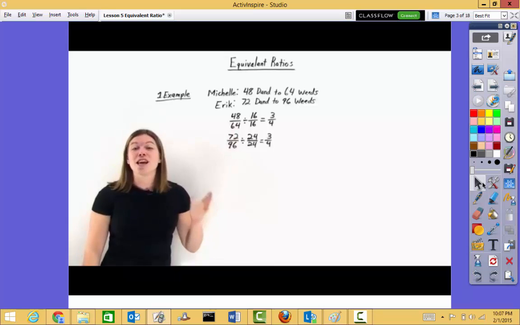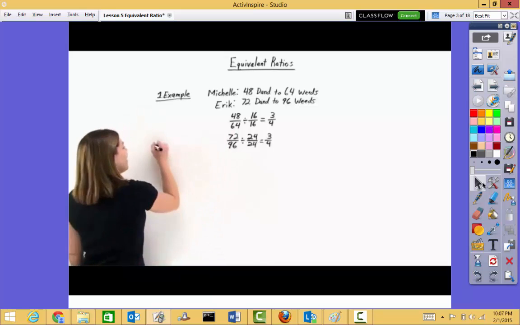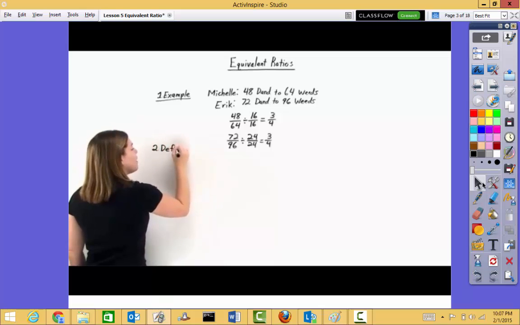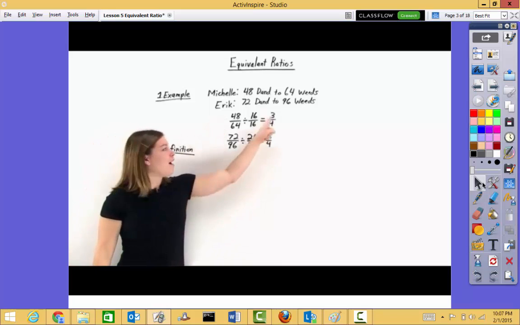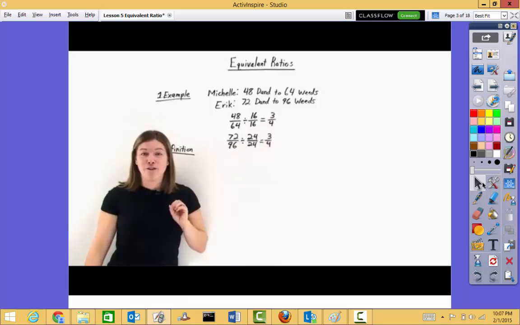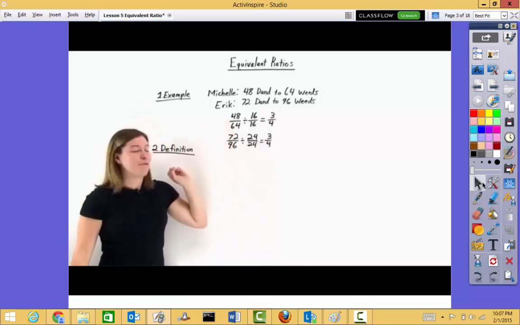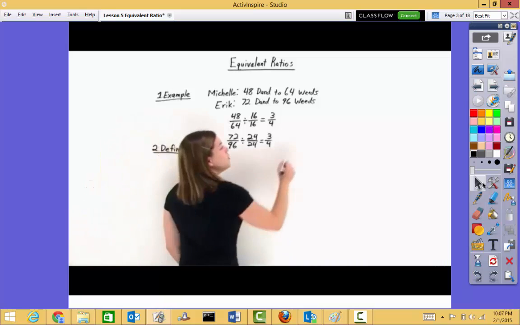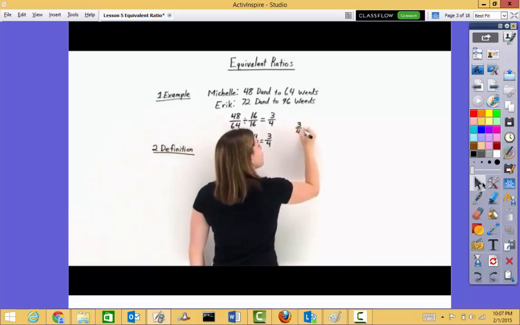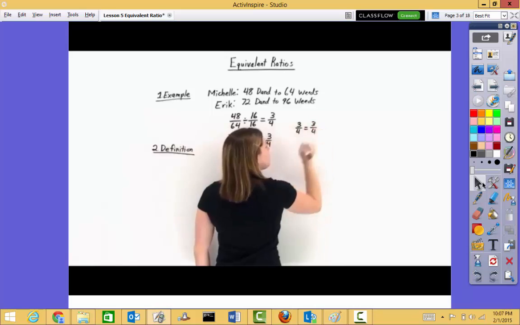And they are called equivalent ratios. Equivalent ratios are two ratios that have the same value. So here, because we reduced each of these fractions and saw that they have the same simplified form, that means that they have the same value. That means that they're equivalent ratios. So here, we have 3/4 is equal to 3/4.